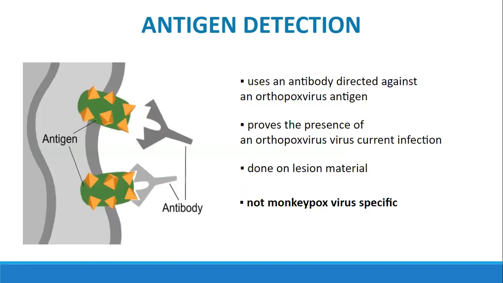And antigen detection. In antigen detection, it uses an antibody directed against an orthopox virus antigen. It proves the presence of a current orthopox virus infection. It is done on the lesion material, so it is collected in the rash stage. It is not monkeypox virus specific.